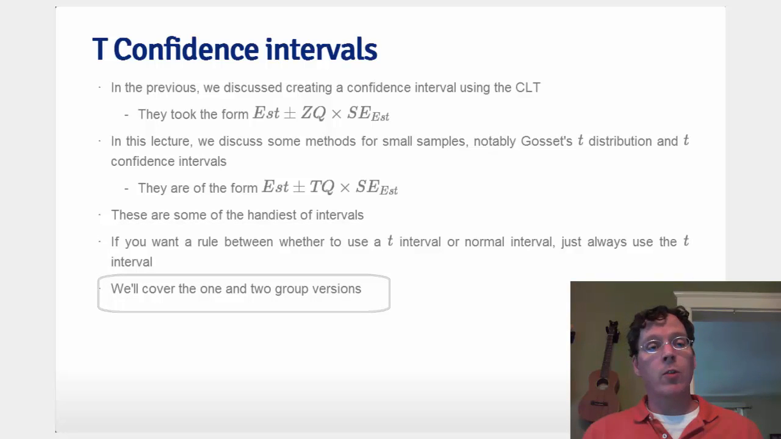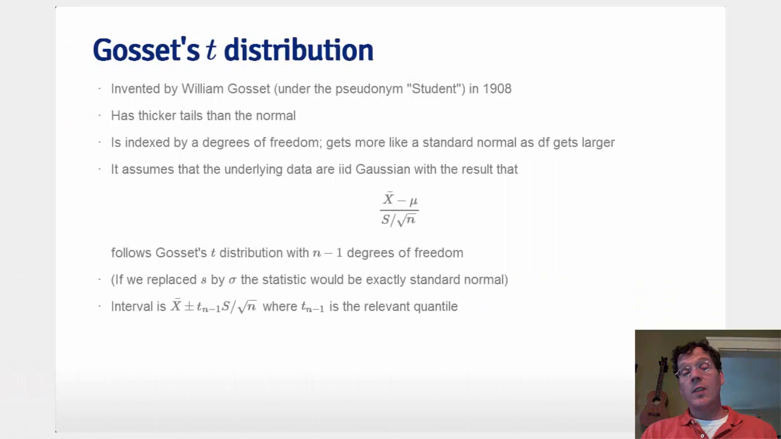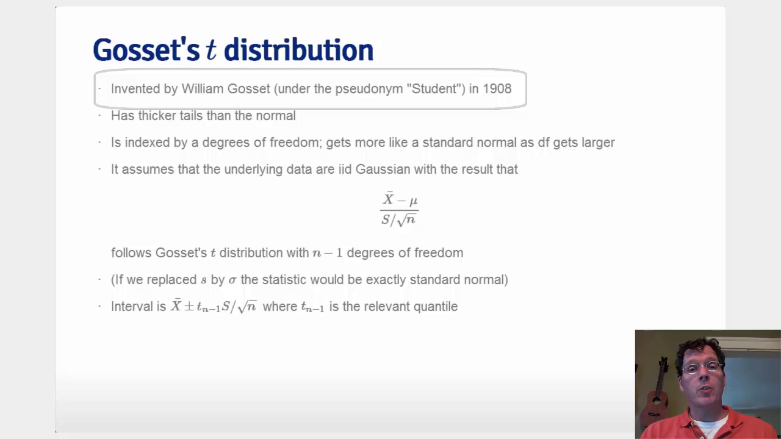We're just going to cover the single and two-group version of the t-interval. In our regression class, we'll cover some other t-intervals that come in handy as well. The t-distribution was invented by William Gosset under the pseudonym Student in 1908. He worked for the Guinness Brewery, and in fact they didn't want him to publish under his real name, so he published under the pseudonym Student. So we're often talking about the student's t-distribution or the student's t-test.